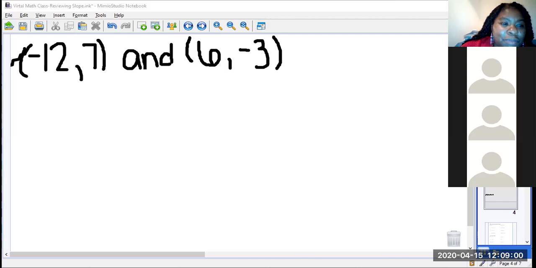Well, let's take it piece by piece. You know, that's how we do it. We take everything piece by piece. So the first thing is, let's start with assigning our coordinates. What would negative 12 be?